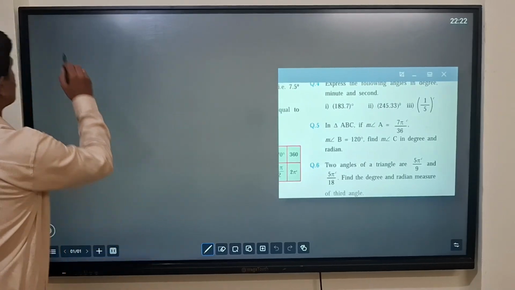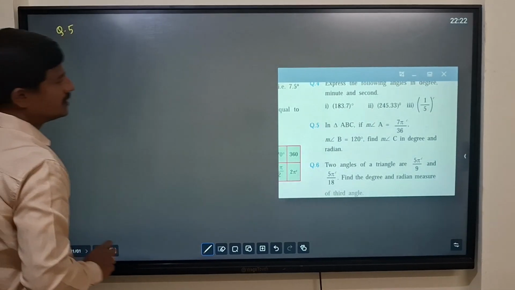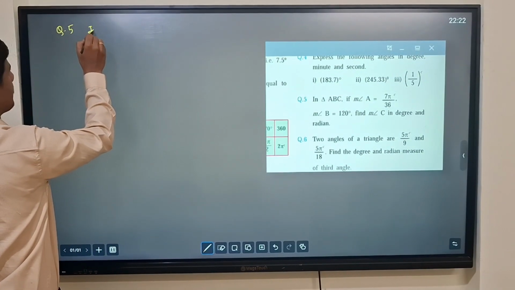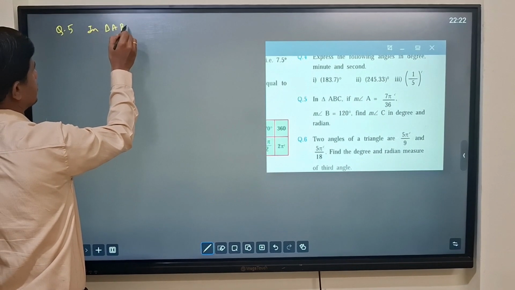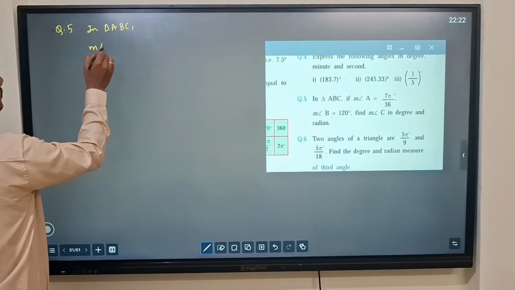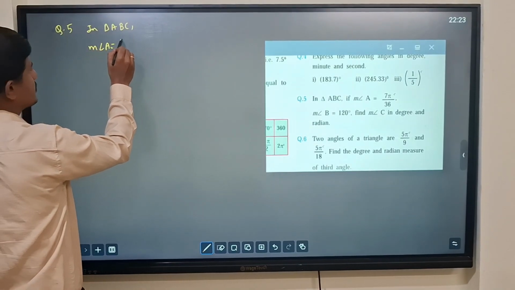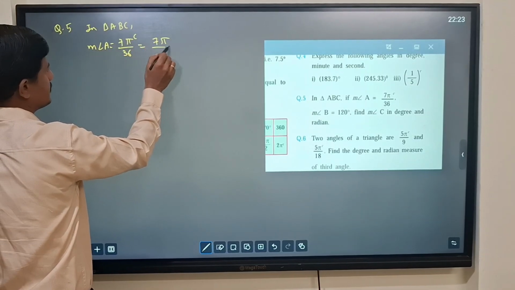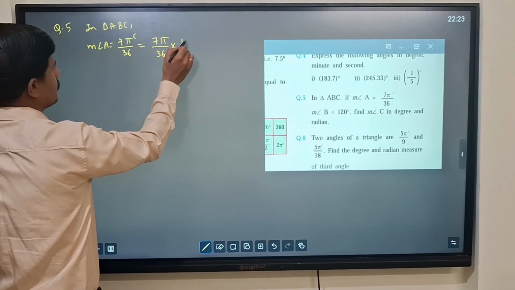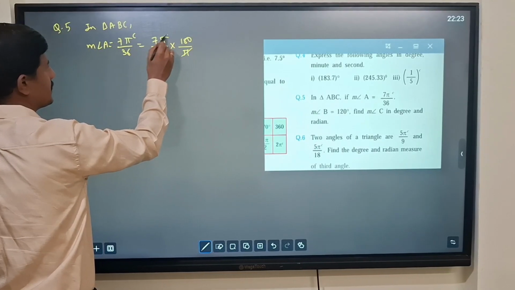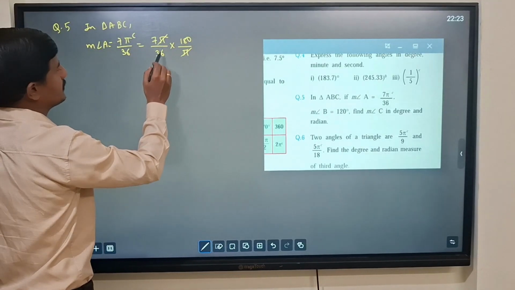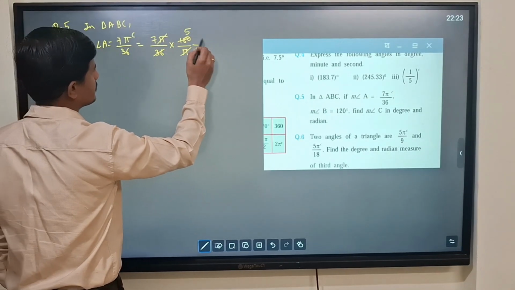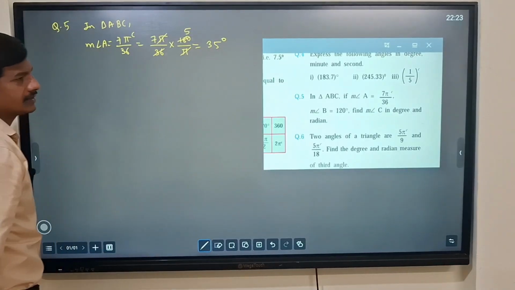Question number 5. In triangle ABC, the measure of angle A is 7 pi by 36 radian. We will convert it into degrees: 7 pi by 36 into 180 by pi. Pi gets cancelled, and 36 fives are 180. 7 fives are 35. So angle A is 35 degrees.